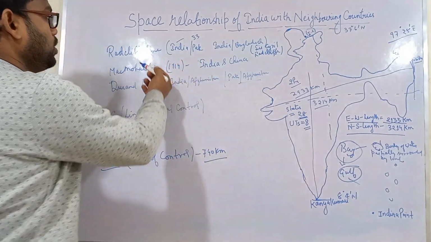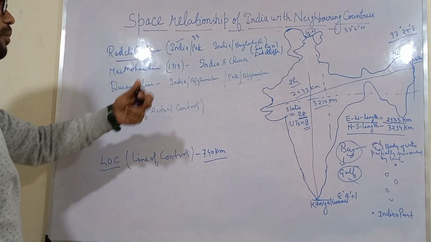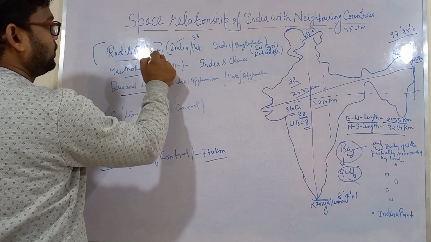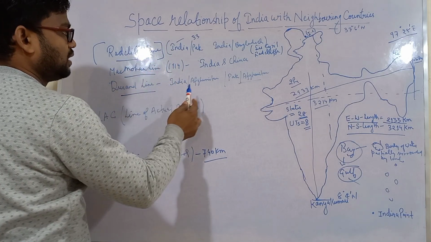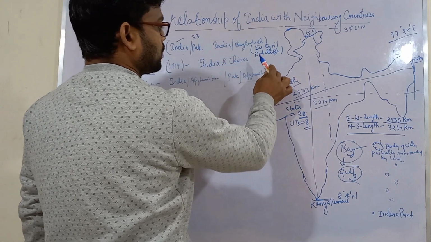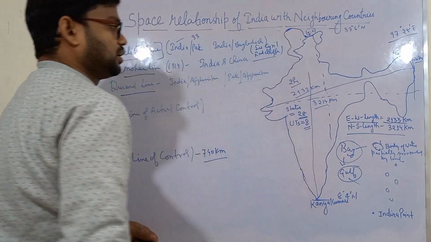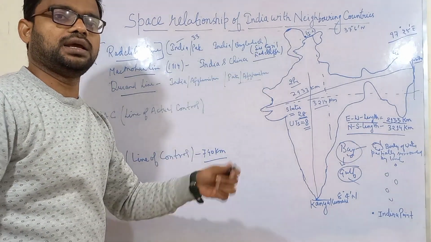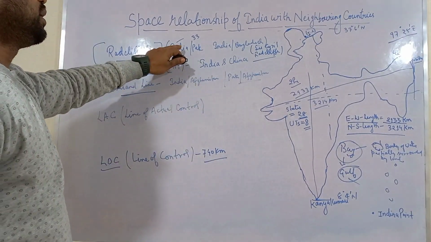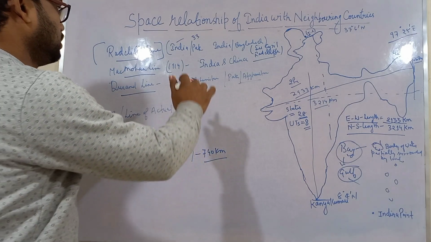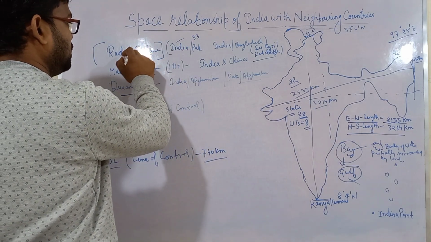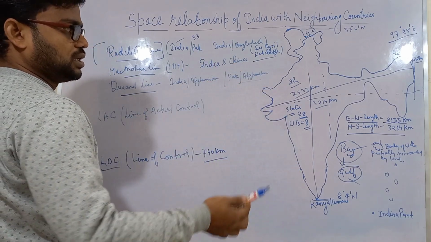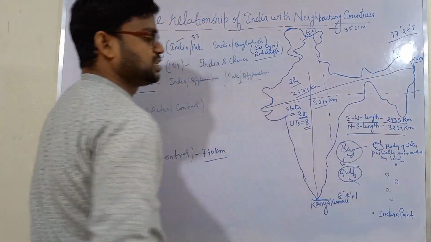Next we have a few important lines which separate India from other countries, and they have been named in a special manner. First one is the Radcliffe Line. This Radcliffe Line separates India and Pakistan. At the time of independence in 1947, Sir Cyril Radcliffe was given the task of demarcating India and Pakistan. At that time he demarcated that line, and that line has been named after him, the Radcliffe Line. At that time there was no country named Bangladesh, and the current Bangladesh was East Pakistan.